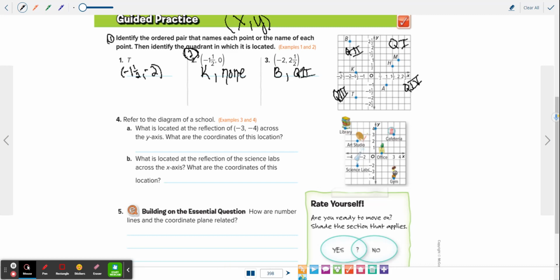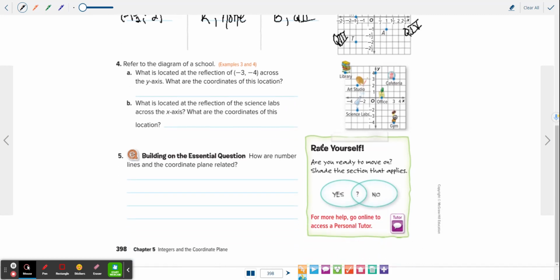Okay. Now it says, number 4, refer to the diagram of a school. What is located at the reflection of negative 3, negative 4? The reflection of negative 3, negative 4 across the y-axis. So it's going to be over here somewhere. And what are the coordinates of this location? So 2 things to answer.